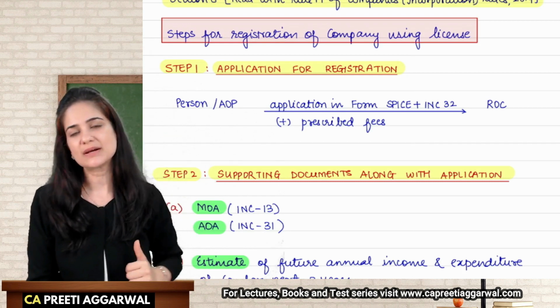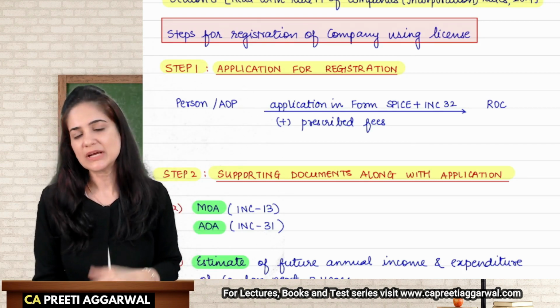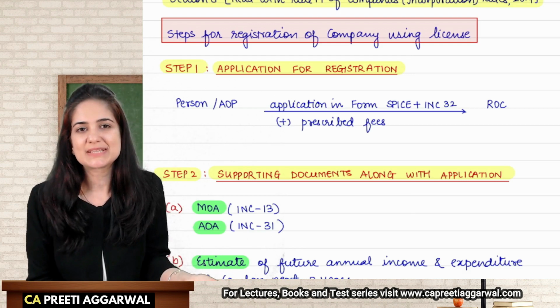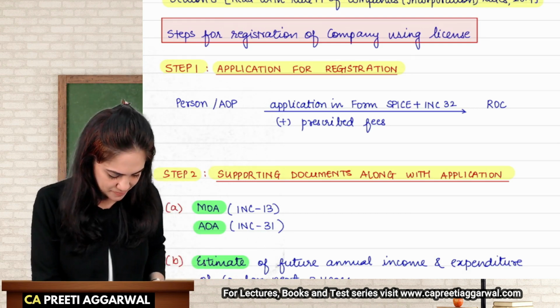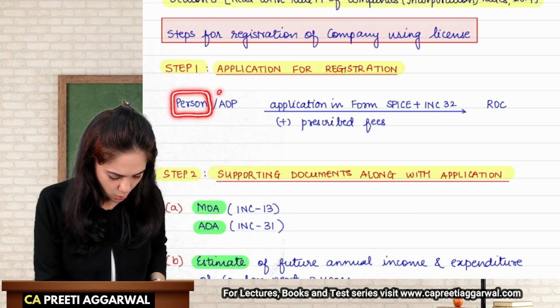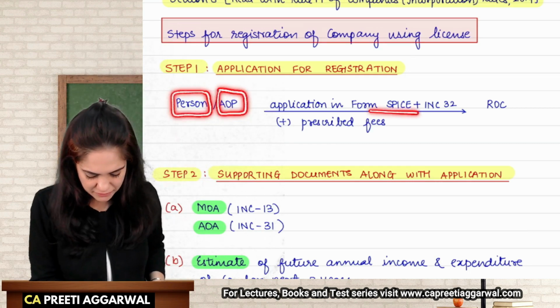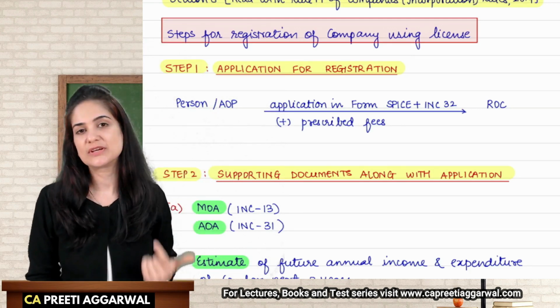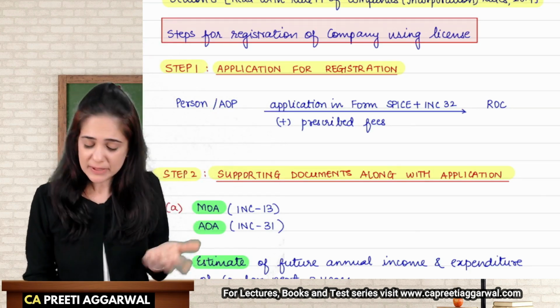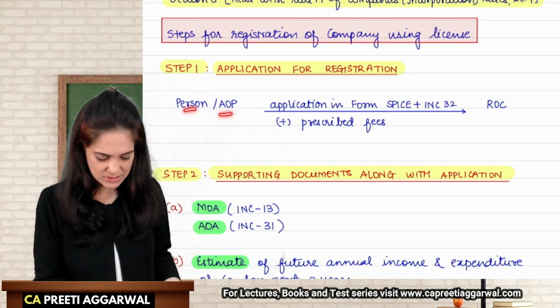So how can the company make an application? Because it is not even in existence. So in this case, a person or an association of persons will make an application to the ROC for incorporating, for registering the Section 8 company. The company is not in existence. That is why these persons are making the application.